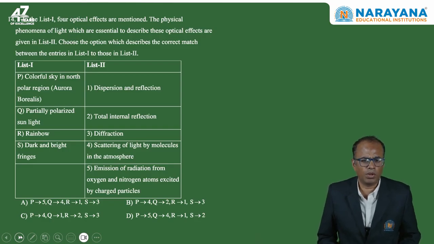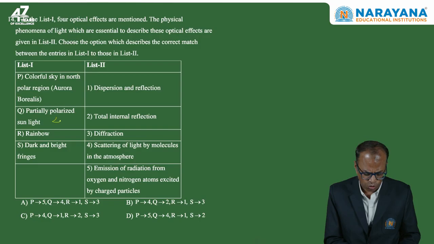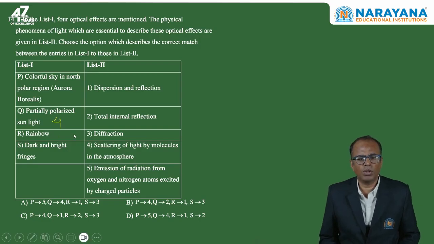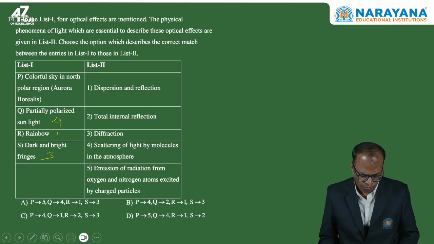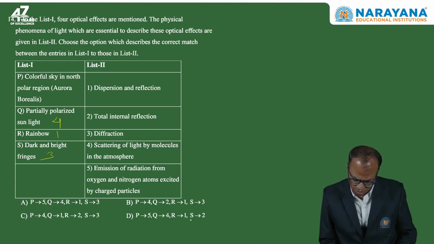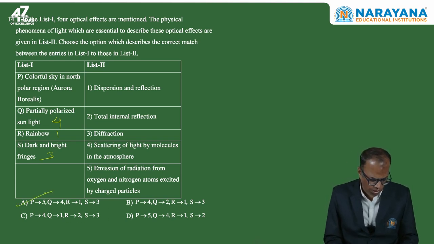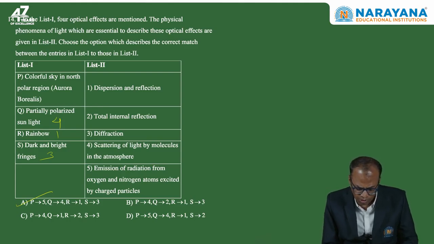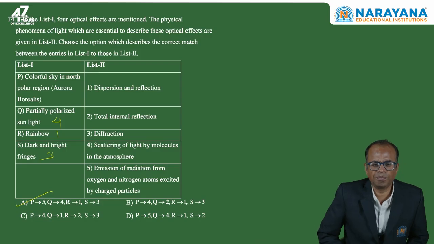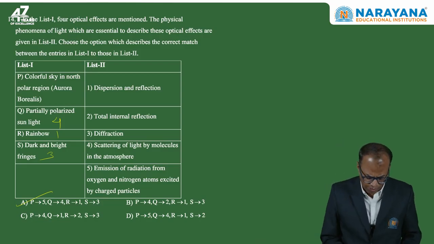Q option, partially polarized sunlight comes out of scattering, so Q goes with 4. Rainbow is dispersion and reflection, it goes with 1. Dark and bright bands are found in diffraction, so it goes with 3. So QRS is 413. Only one of the options has that, option A. So the answer is option A, and it shows P as 5 also. So that's great. All right, next question.